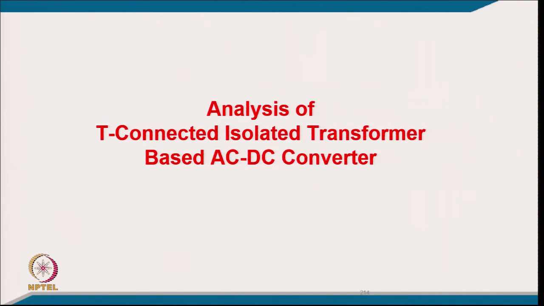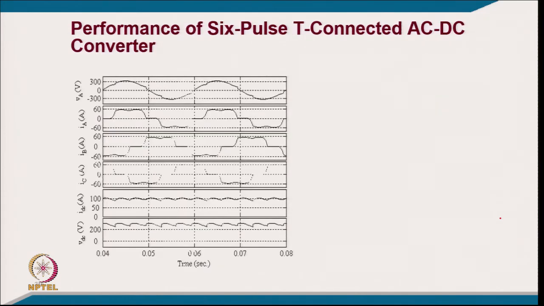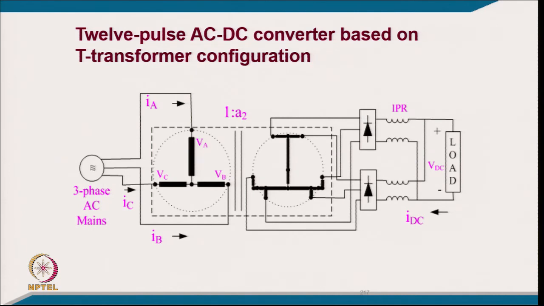Now coming to the analysis of the T connected isolated transformer, you can see how the T is connected. We are applying a 3 phase balanced supply and getting a 3 phase balanced supply. The very purpose of this is just to provide isolation along with scaling the voltage to what you want for the rectifier. That is the T connection for 6 pulse, and this is how the current looks because of leakage. It is not a square wave, it does not have sharp notches here, and the TAD goes from 31% to 23.89% because of the source inductance. And this is your 12 pulse.